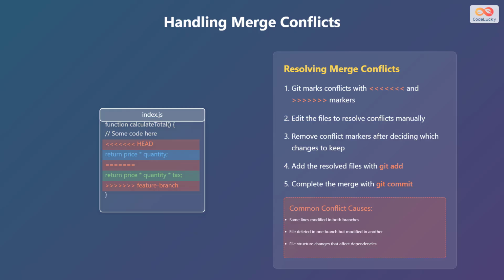Some common conflict causes are: same lines modified in both branches, file deleted in one branch but modified in another, and file structure changes that affect dependencies.